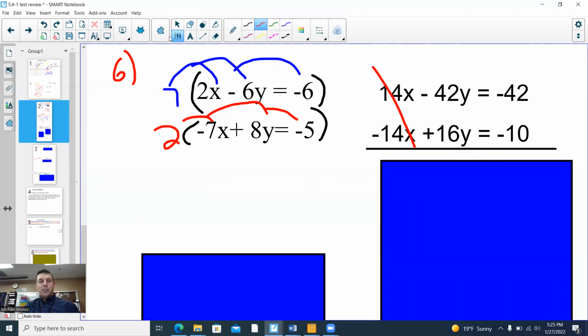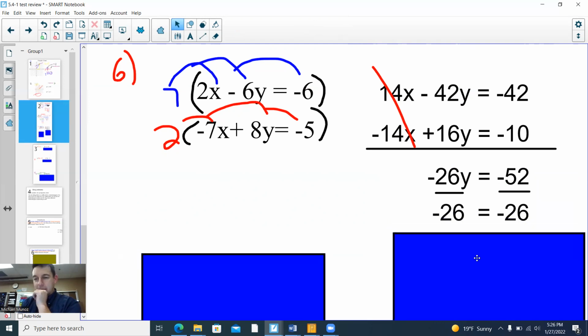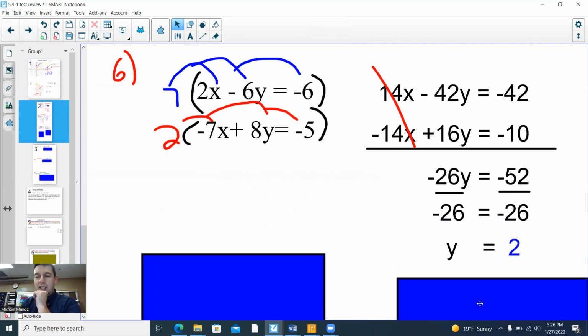I'll take -42 plus 16, which is a -26, and I'll take a -42 plus a negative. Remember, that makes a bigger negative, and I get a -52. I'm going to divide by a -26 on both sides, and that's going to leave me with y equals 2. So I know what my y is. I'll just plug it back in. Plug it back into either equation, either one of these top two to figure out what x is.